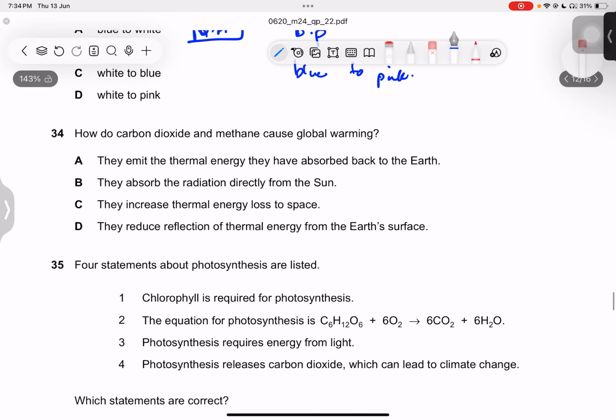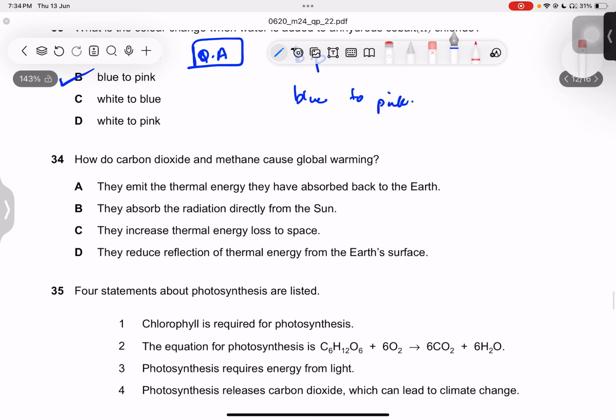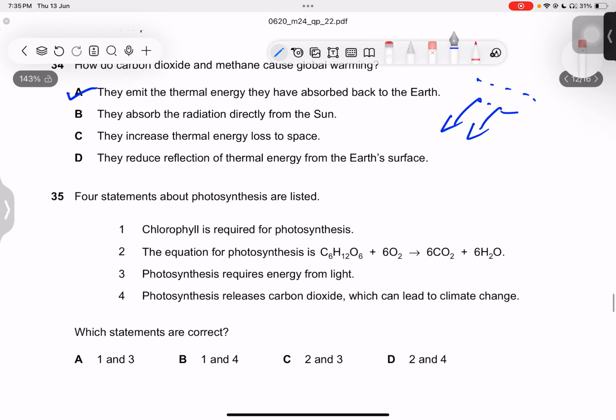How do carbon dioxide and methane cause global warming? They emit thermal energy, which is absorbed back to the earth. Correct. They first absorb the thermal energy and then emit it back onto the earth's surface. They absorb the radiation directly from the sun. They increase. All the others are not correct.